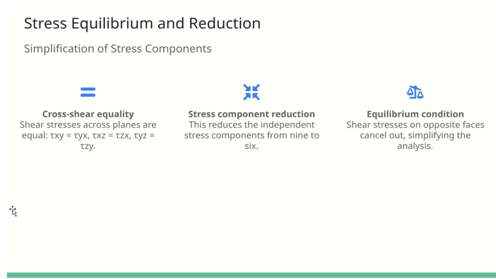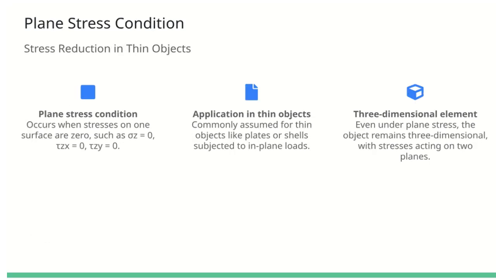Okay, on stress and equilibrium, reduction and simplification of stress components, cross shear equality. Whenever the item is in equilibrium, shear stresses along the planes are equal. Stress component reduction: this reduces the independent stress components from 9 to 6. Equilibrium condition: shear stress on opposite faces cancel out. We want to simplify the analysis because it is hard to calculate with 9 components, so we simplify it.